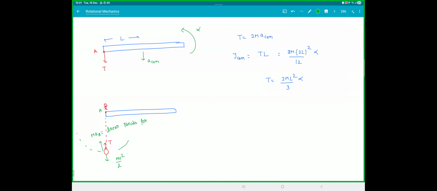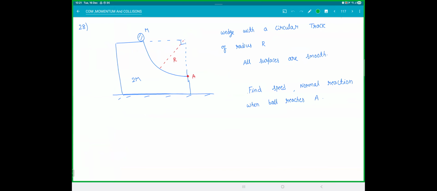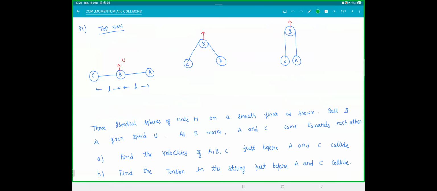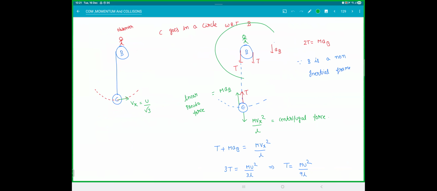We have done the same thing, a similar one, in the center of mass problem. This problem, remember? We did the same steps here. If you're standing at that point, you think it is going in a circle. So there will be a linear pseudo force and there will be a centrifugal force.